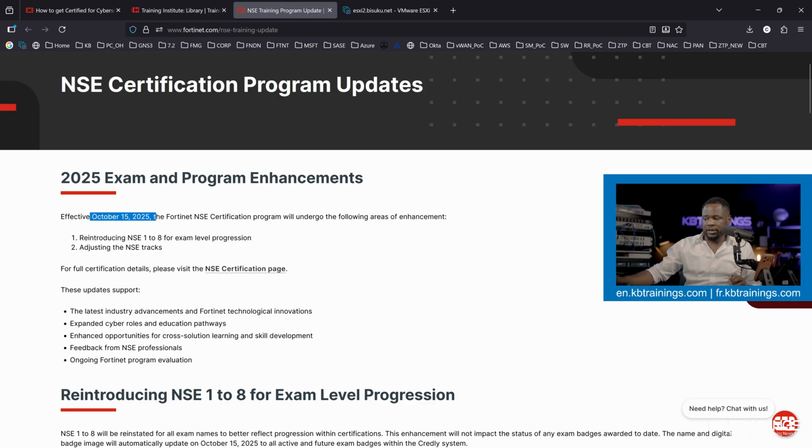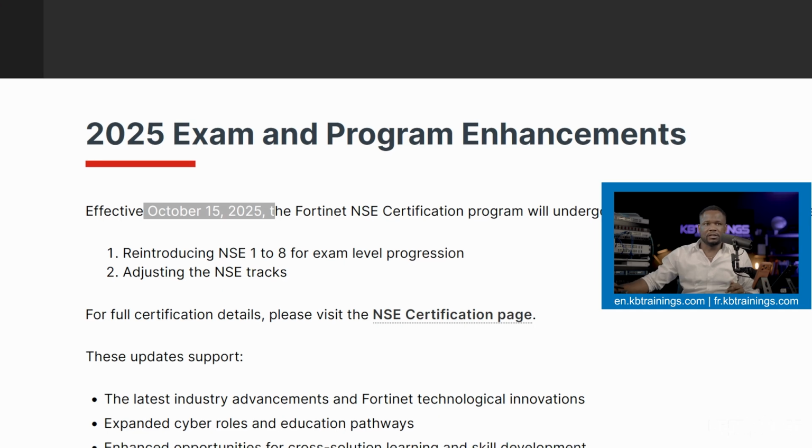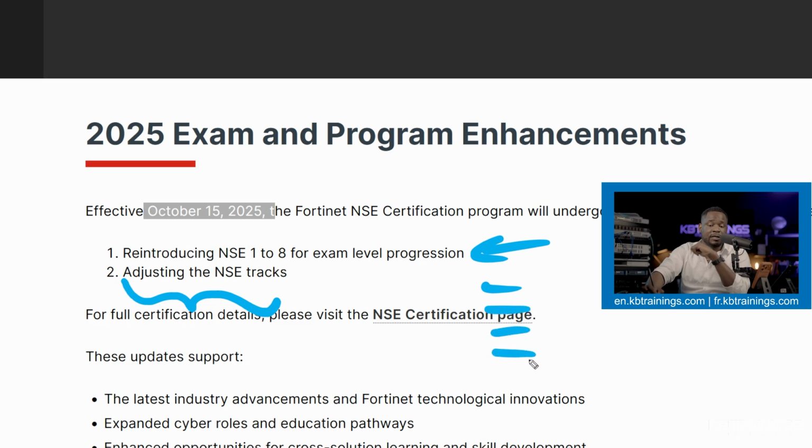The major changes that we're going to see here, let me push this. So you're going to see that, first of all, Fortinet now reintroduced the NSE 1 to 8 for the exam levels, and they are also adjusting the NSE tracks. Right now, you have four tracks that you can pick from: secure networking, cloud security, SASE, as well as security operations. We're going to cover all of that.